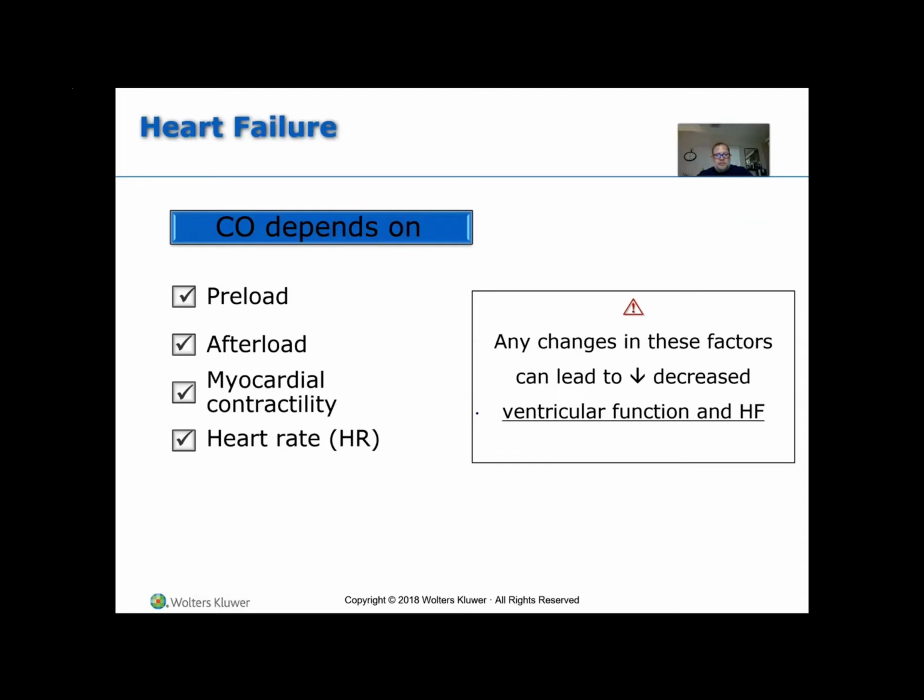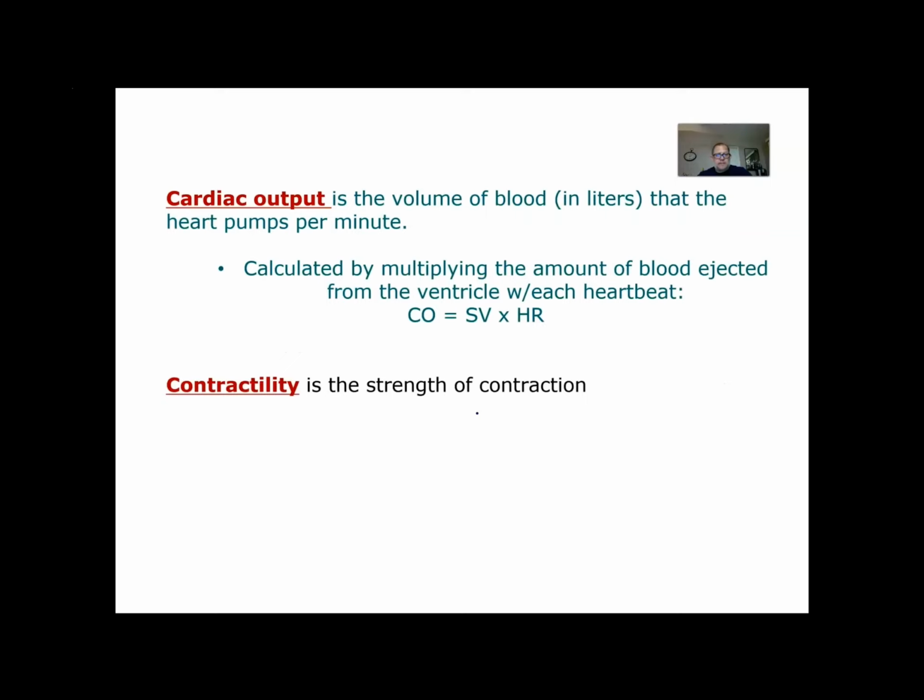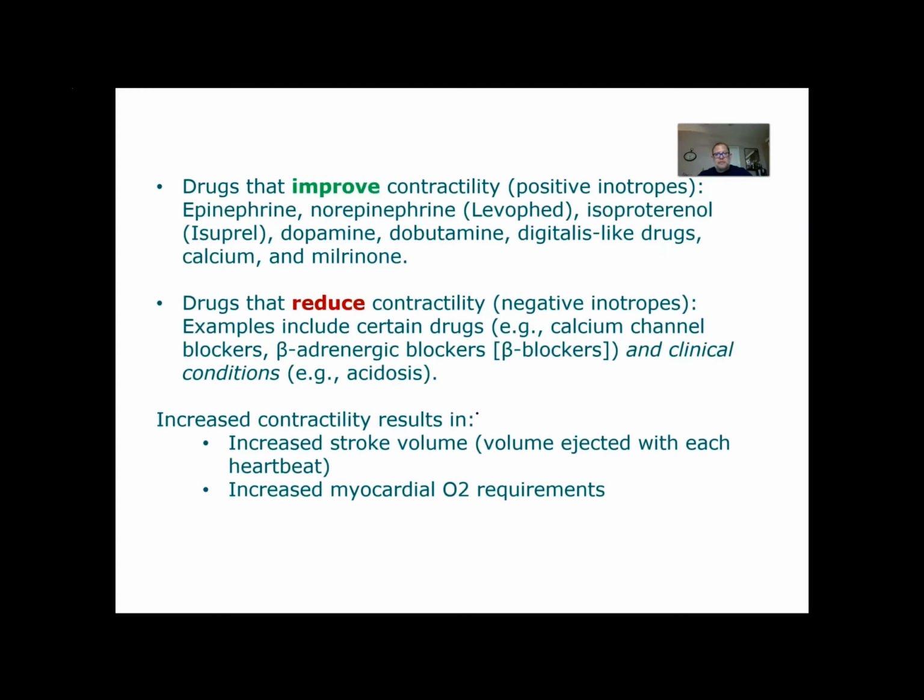I know this is kind of a recap coming back to you from first semester and second semester, but remember, anything that changes any of those factors is going to lead to decreased ventricular function in heart failure. Cardiac output is the volume of blood in liters that the heart pumps per minute. It's calculated by multiplying the amount of blood ejected from the ventricle with each heartbeat, so cardiac output equals stroke volume times heart rate. Contractility is the strength of that contraction. This should just be coming back to you, just trying to bring it back into your memory again.